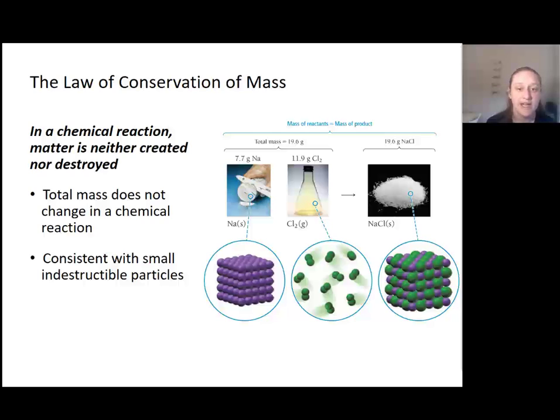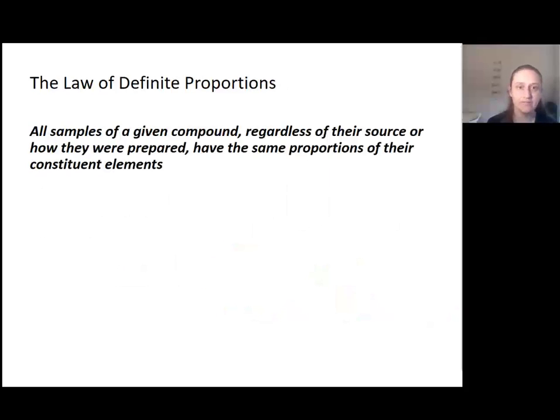In a chemical reaction, the combined mass of the reactants is always equal to the combined mass of the product. In the example shown here, 7.7 grams of sodium and 11.9 grams of chlorine are combined, and this is a total of 19.6 grams, to make 19.6 grams of sodium chloride, or NaCl.